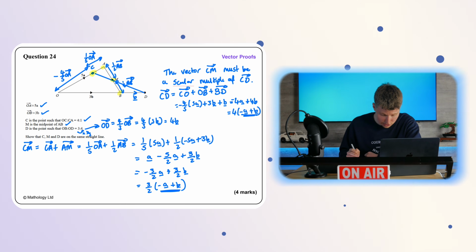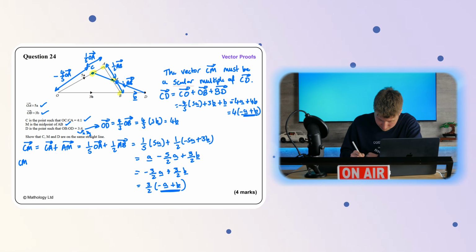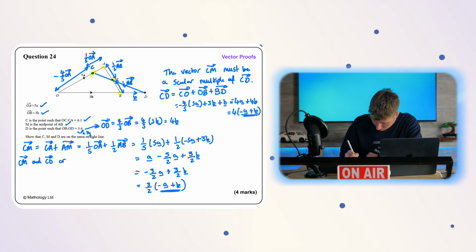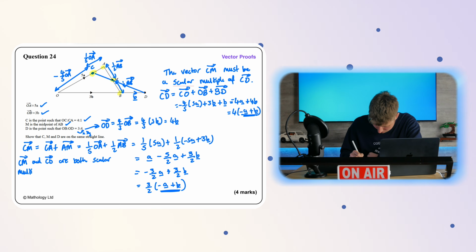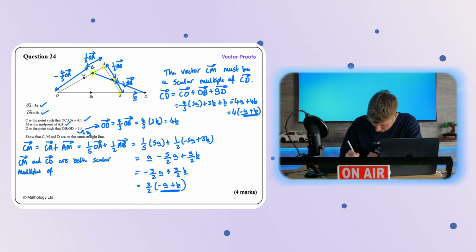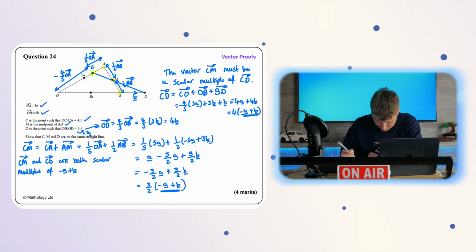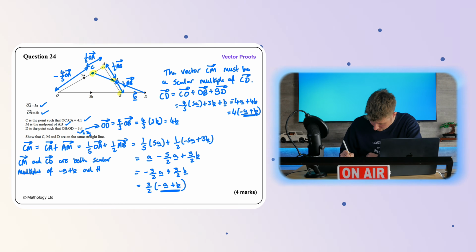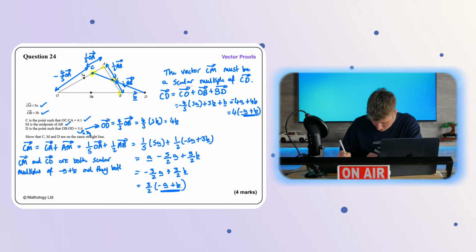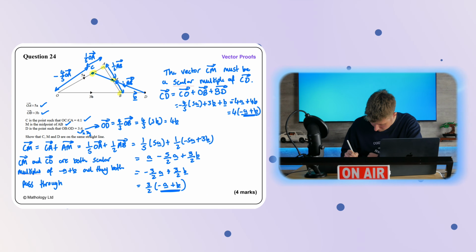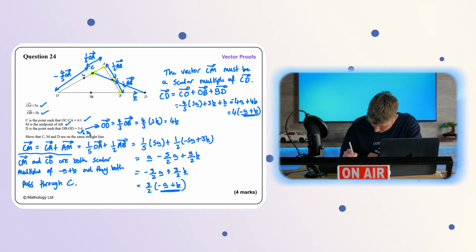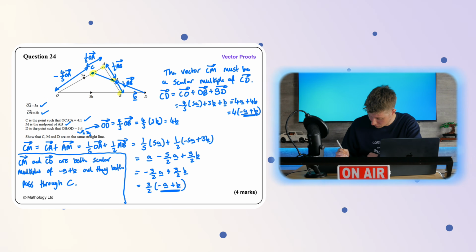So the final concluding point is that CM and CD are both scalar multiples of minus A plus B, and they both pass through C. So that section there is the concluding point.